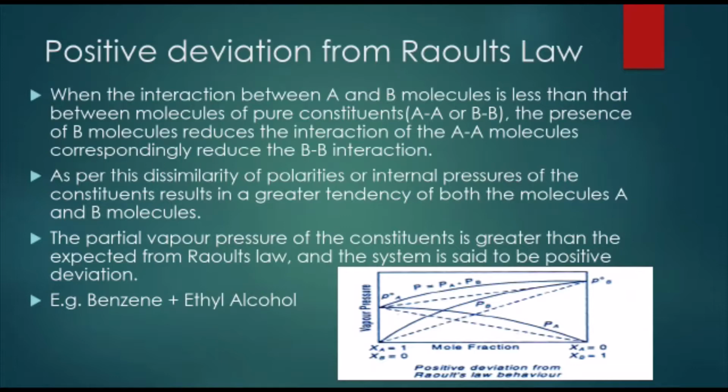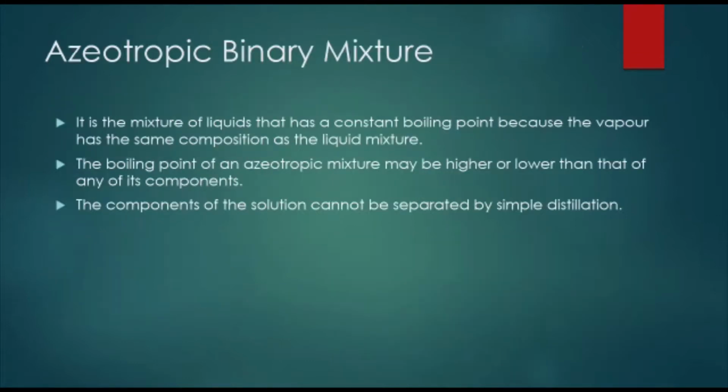Now by combining PA plus PB, we can obtain the total pressure. But the summation of the PA plus PB value is much higher than the expected total pressure. Due to this, positive deviation from Raoult's law occurs.